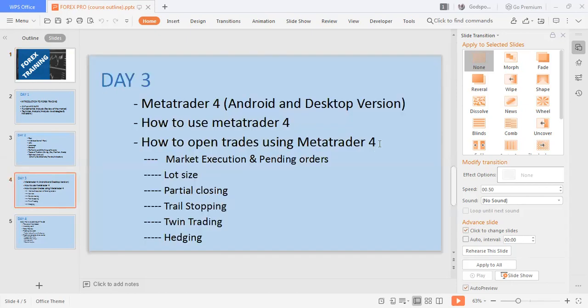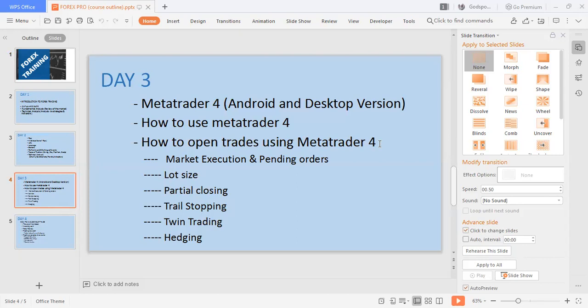What do I have for day 3? MetaTrader 4, Android and desktop version. How to use MetaTrader 4. How to open trades using MetaTrader 4. The market execution and pending orders. Lot size, partial closing, trade stopping, swing trading, hedging.